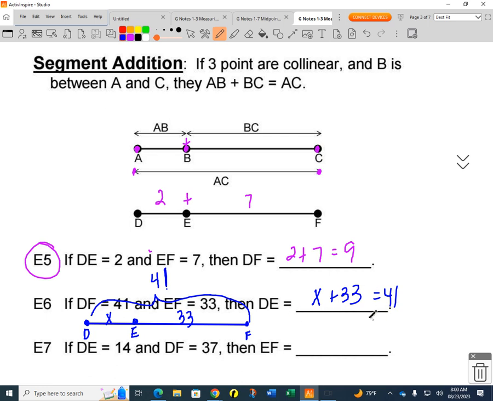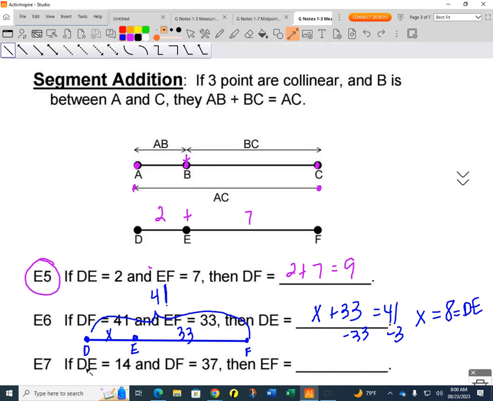Right? So now, to solve that, we would do just what Keeson said, subtract the 33, and so now I know that x equals 8, and that's DE, because that's the variable I use to represent the length of segment DE. Make sense, Sajari? Make sense, Hector? All right, and then we're going to go ahead and do example 7.